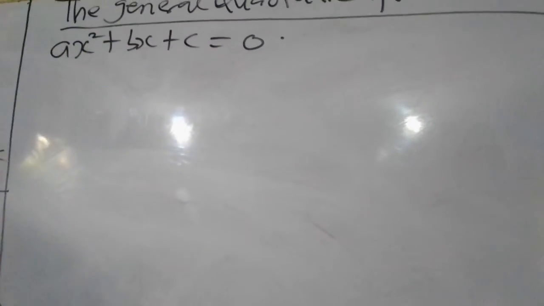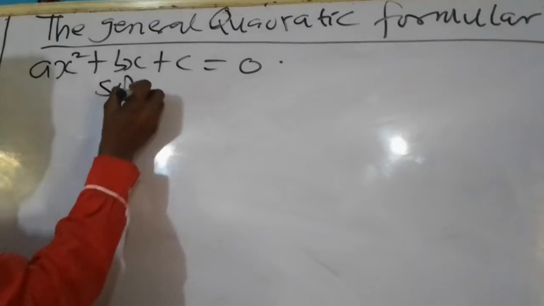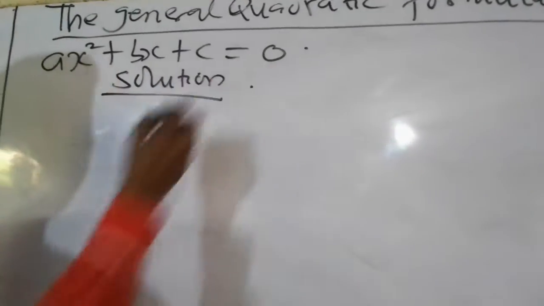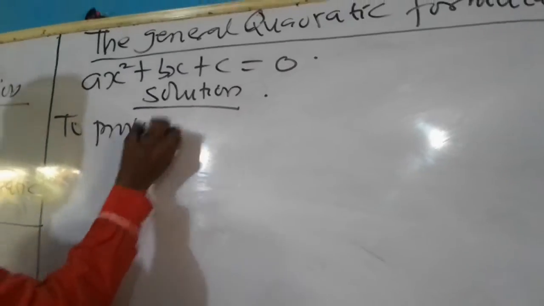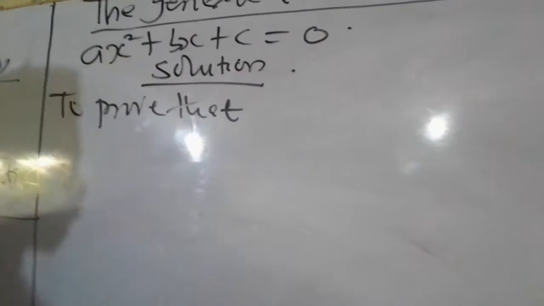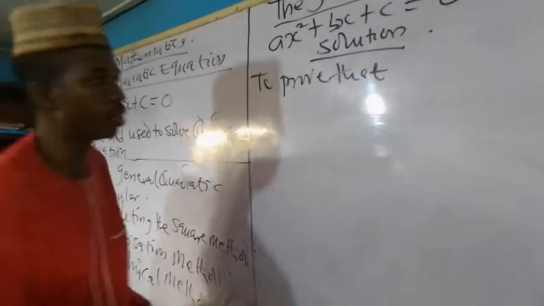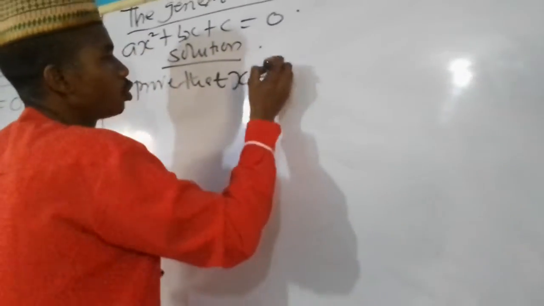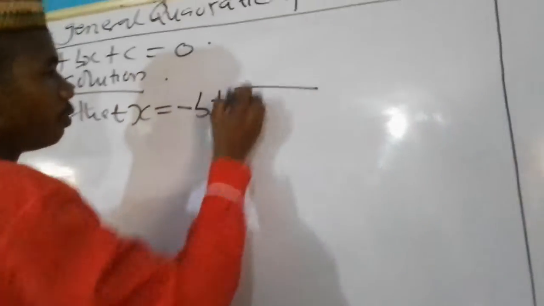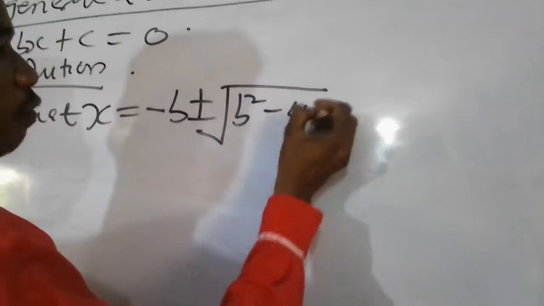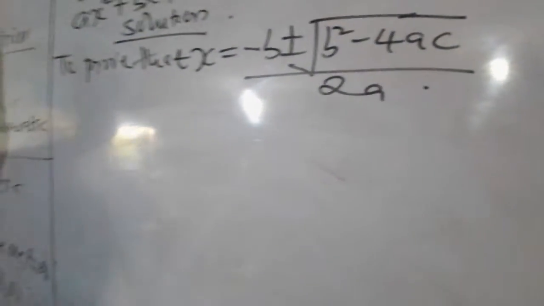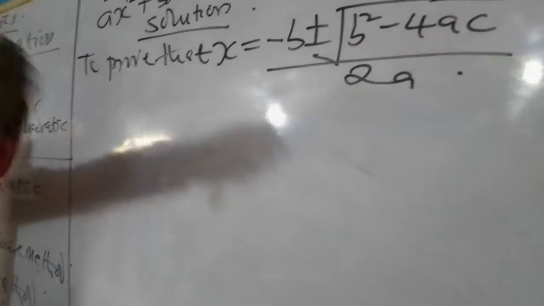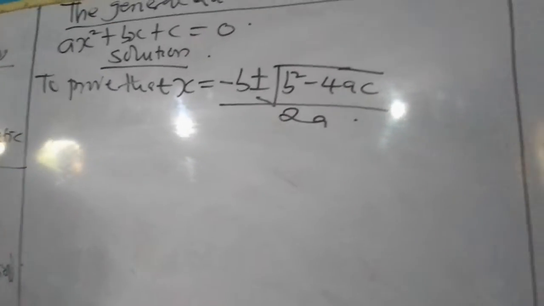Now, the first thing we are going to do is the solution. We want to show, to prove, that the roots of the general quadratic equation are given by x is equal to minus b, positive or negative, square root of b squared minus 4ac, everything all over 2a. That is what we want to prove.